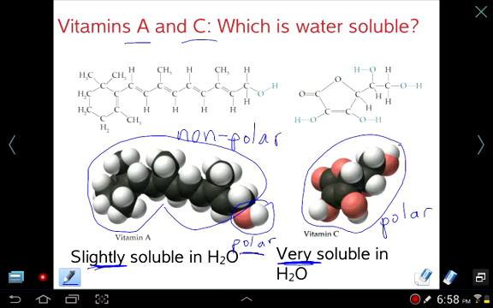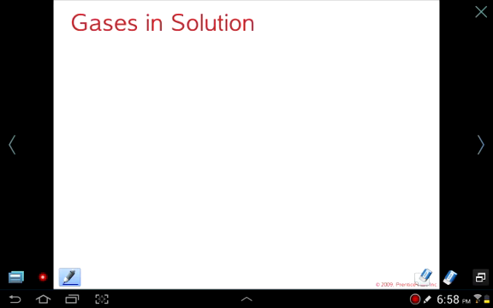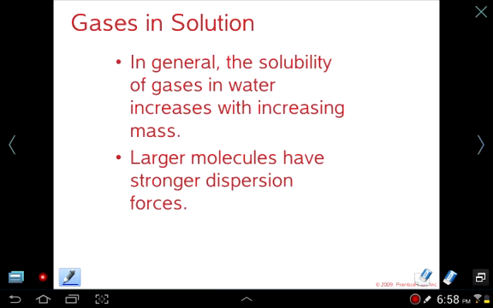So this is actually very important whenever you're preparing a substance to make sure it is soluble in water so it can go into your body, since your body is mostly made of water. Now we can also talk about gases being dissolved in solution. And here it says, in general, the solubility of gases increases with increasing mass. That's because the bigger the gas, the stronger its London dispersion forces, and the more it can bond, essentially. So large molecules will actually dissolve better than smaller molecules.